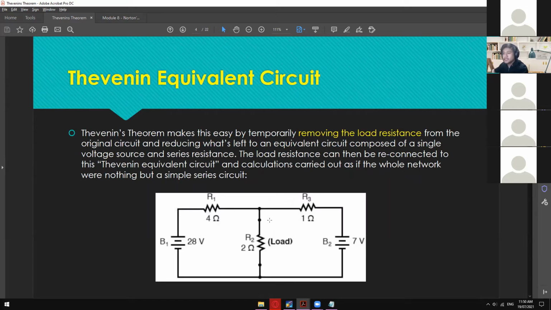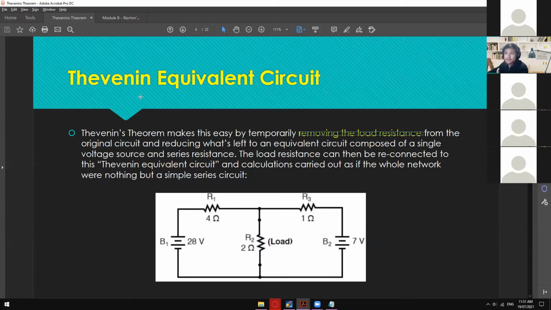The first thing that you guys need to do is identify where the load is. That depends on the question. This could be a load, this could also be a load, or this could be a load. In this particular example, the chosen load is this R2 right here. Do take note that a load can be found anywhere on the circuit. It's just that the load right now is the one in the middle, which is the R2. Once you find the load or the R load, just remove that one.